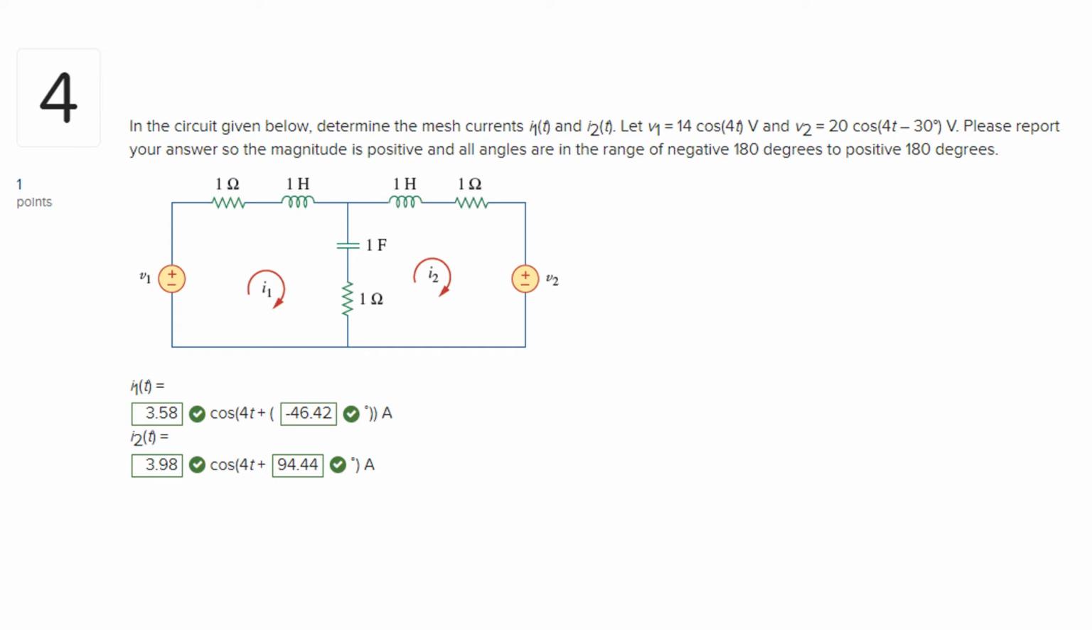This is homework number 11, problem number 4. It says, in the circuit given below, determine the mesh currents I1(t) and I2(t). Let V1 equal 14 cosine of 4t volts and V2 equal 20 cosine of 4t minus 30 degrees volts.